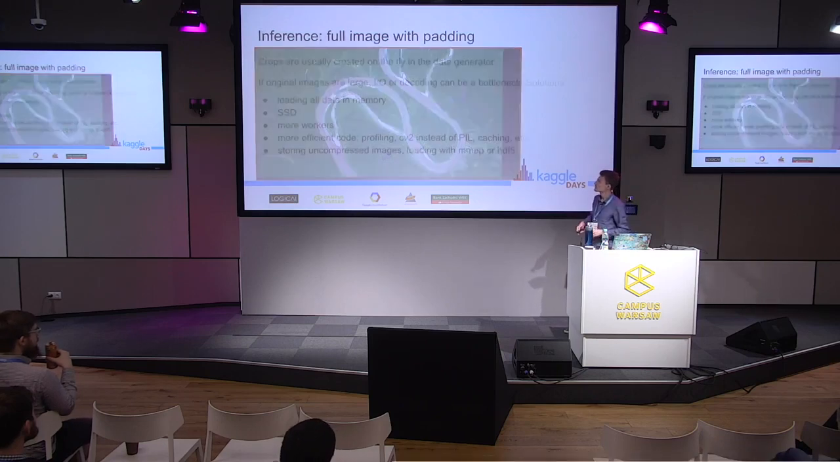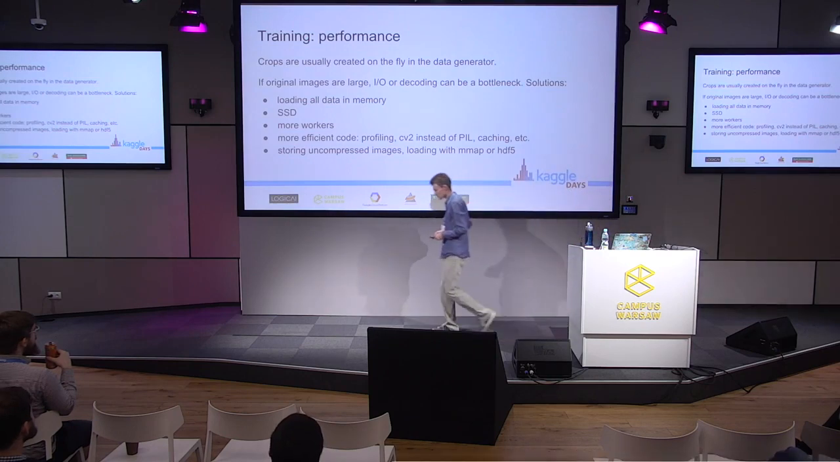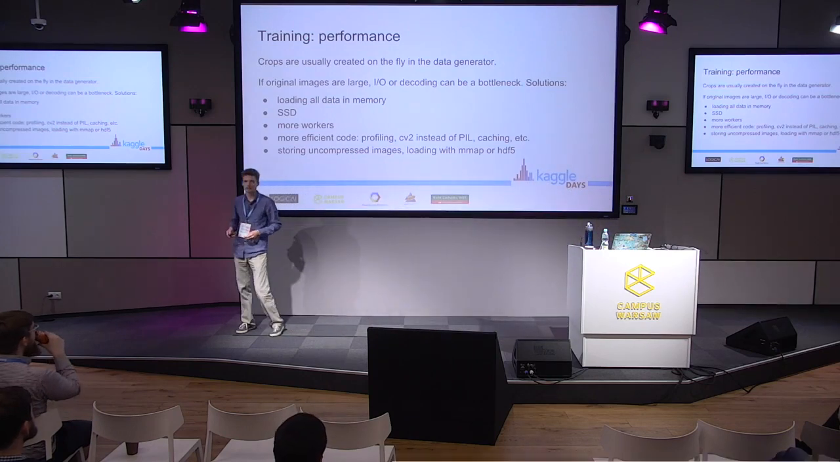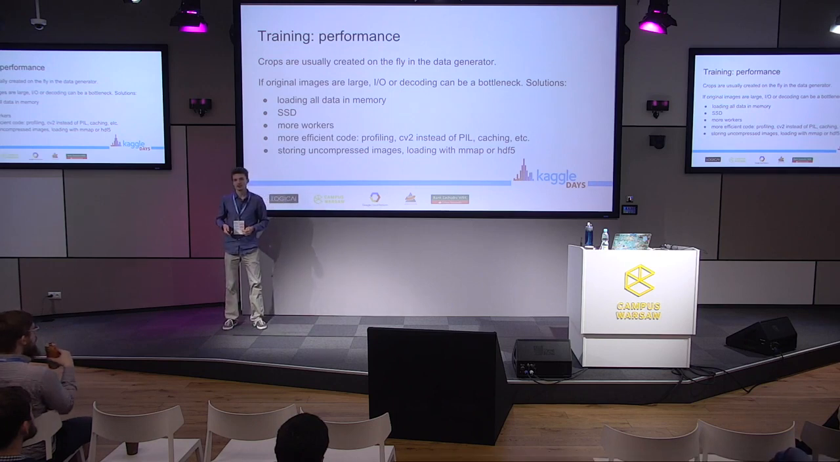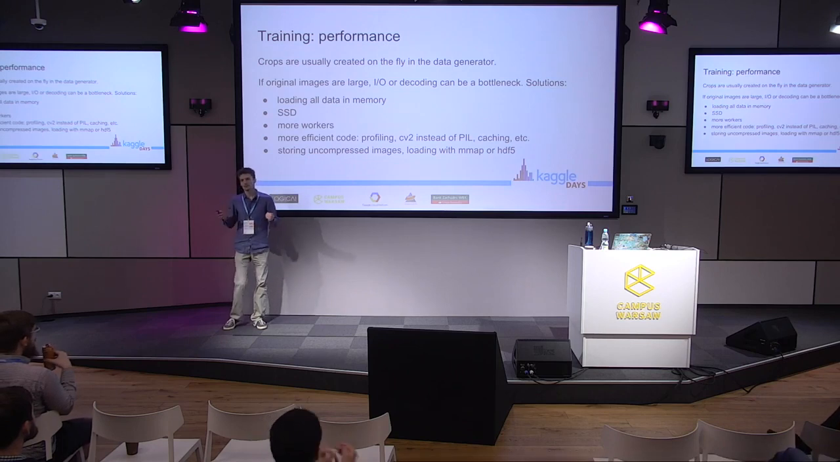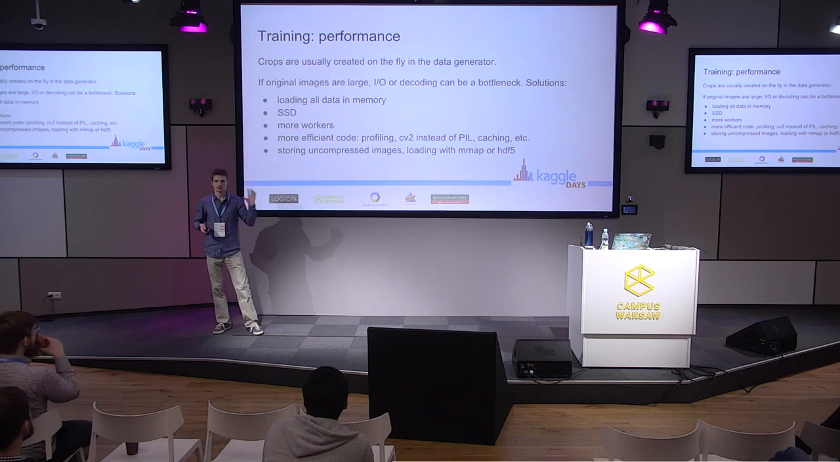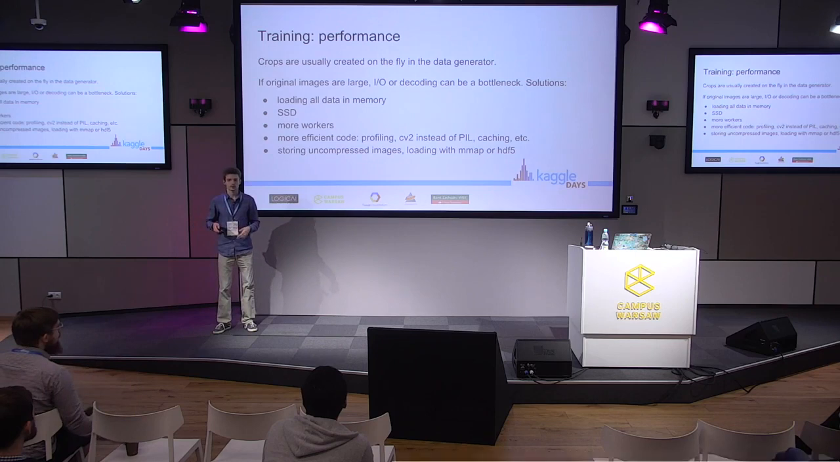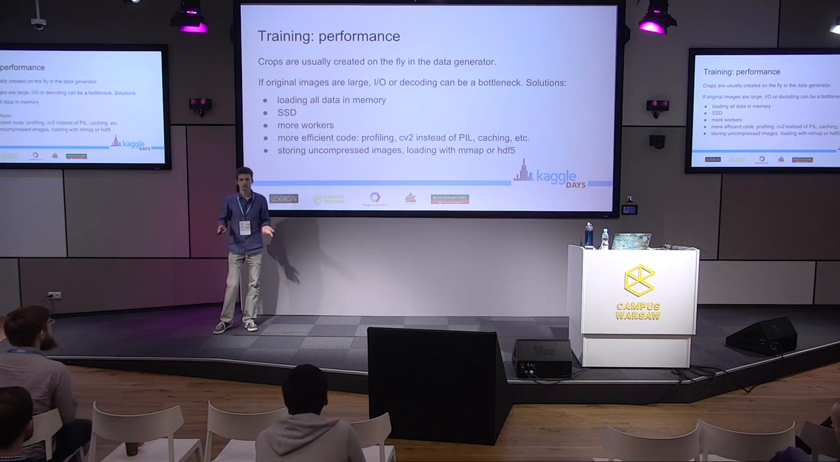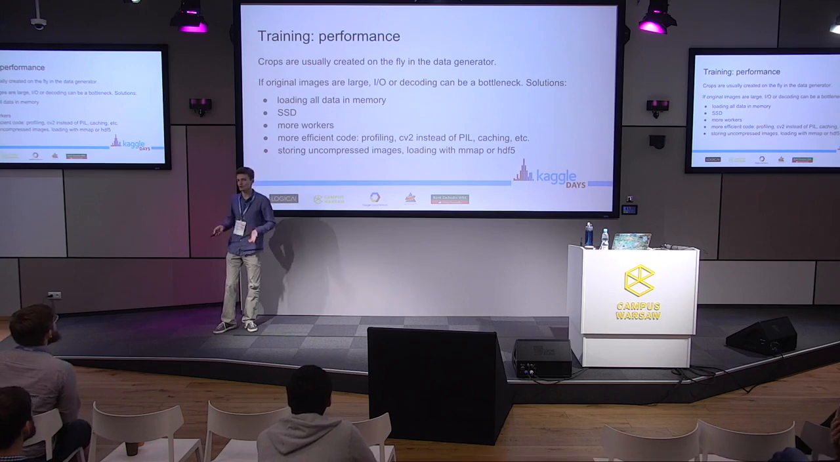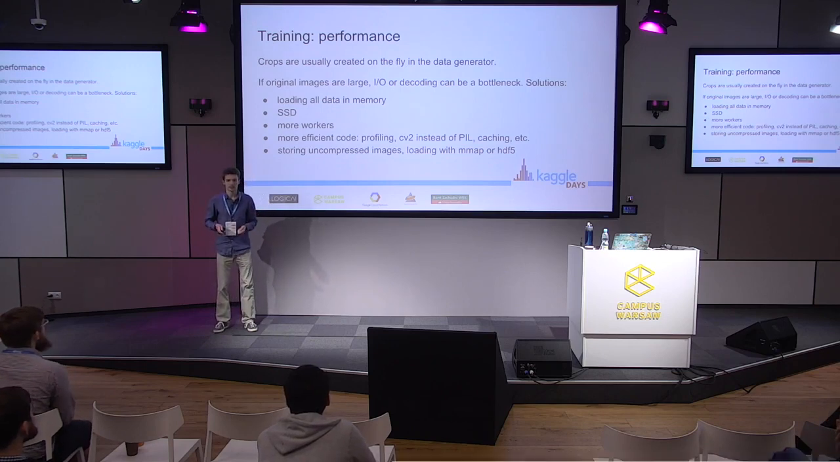Okay. Now some implementation details. When you're doing training, there can be issues where the GPU is not a bottleneck, and especially in image segmentation, you have to be careful with how you implement the data generator, because if the images are big, then input-output can be a bottleneck, so you try to load it all in memory, or try to use an SSD if you don't already use it. Then decoding can also become a bottleneck, so you profile your code, use faster libraries, and use more workers. So yeah, it can be challenging to make sure your pipeline is efficient.